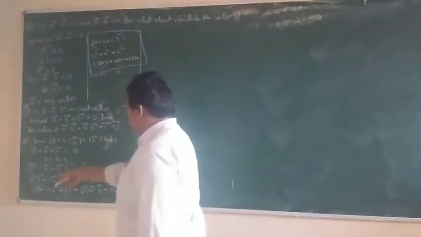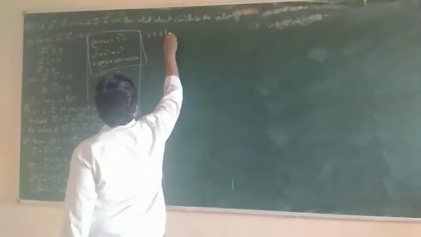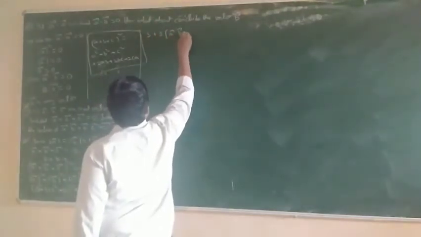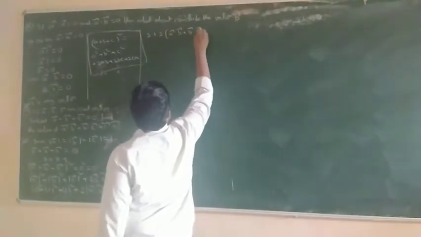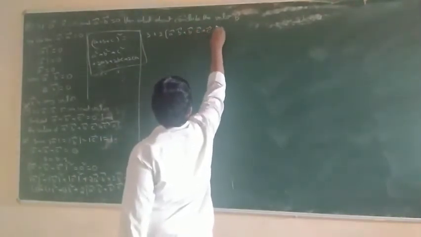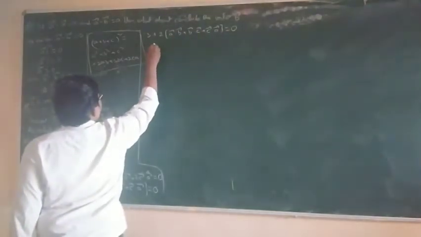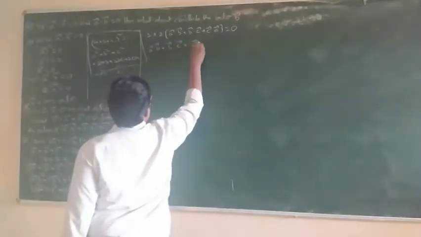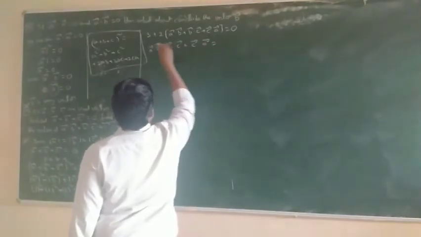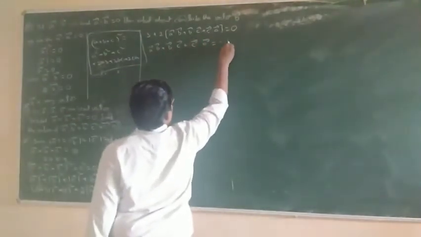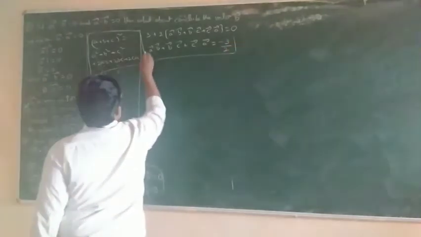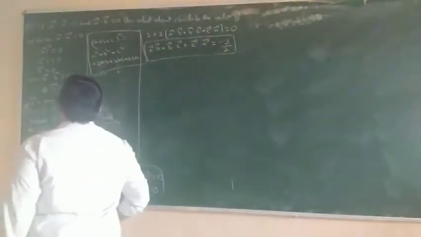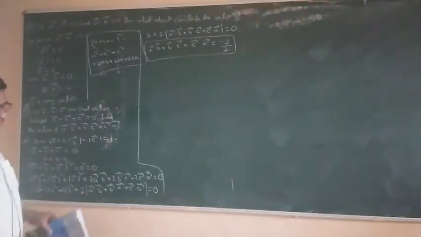Next one, 1 square plus 1 square plus 1 square is equal to 3. 3 plus 2 into a bar dot b bar plus b bar dot c bar plus c bar dot a bar is equal to 0. Finally, a bar dot b bar plus b bar dot c bar plus c bar dot a bar is equal to, this 3 goes to the right side, minus 3 by 2. This is a very important problem, don't neglect it.